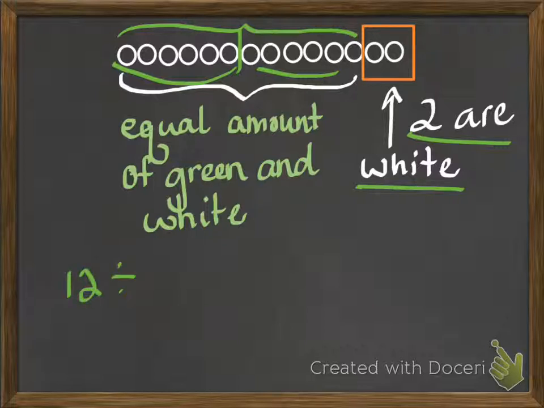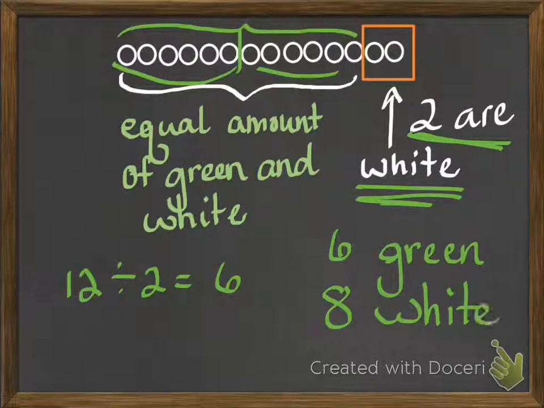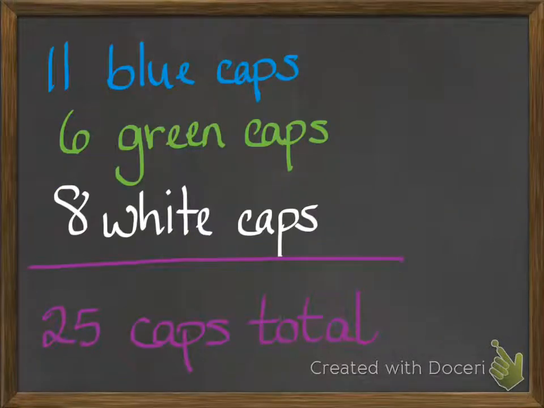I know that 12 divided by 2 equals 6. So there are 6 green, and there must be 6 plus 2, remember the 2 more that are white, 6 plus 2 is 8. So there must be 8 white caps. Okay? So I knew that there were 11 blue ones. I figured out there are 6 green ones. And then 6 plus 2 more would equal 8 white caps.